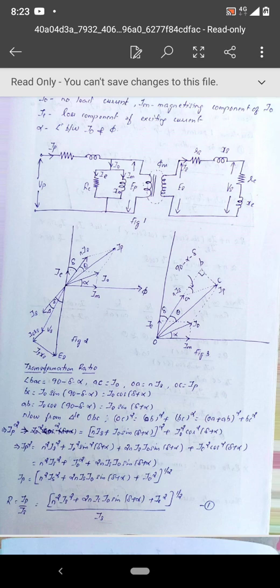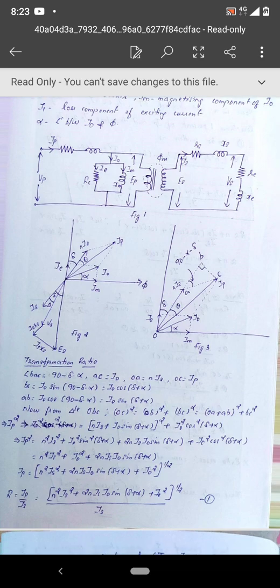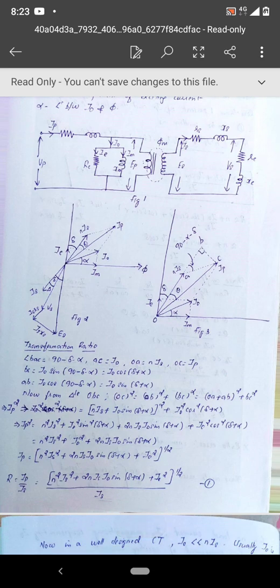Why? If that was the case, if IS and IP are 180 degrees out of phase, then theta should be equal to 0. So that is not the case here. Theta is not equal to 0. Even though theta is very small, there is an angle theta. Why? IS and IP are not exactly 180 degrees opposite; they are displaced by a small angle theta from 180 degrees.